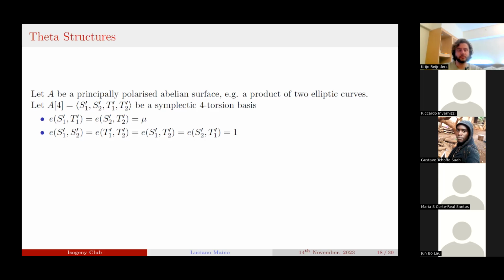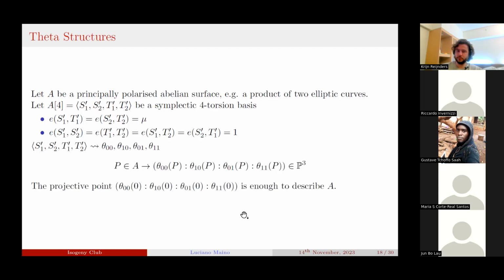The symplectic fourth torsion basis is denoted by S1', S2', and then T1', T2'. What's the meaning of being symplectic? It means that the pairing between S1' and T1' is equal to the pairing of S2' and T2', and this is a primitive fourth root of unity. And then all the other possible pairs of points have pairing equal to 1.